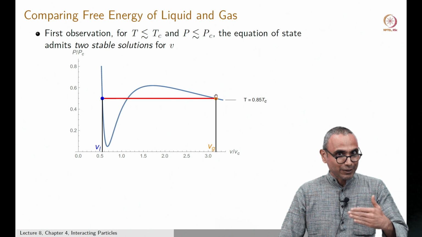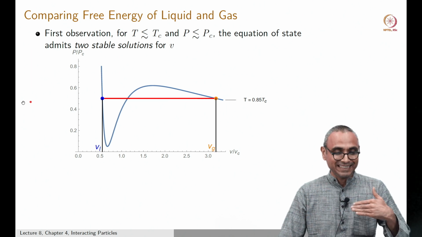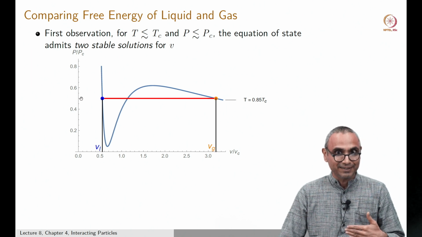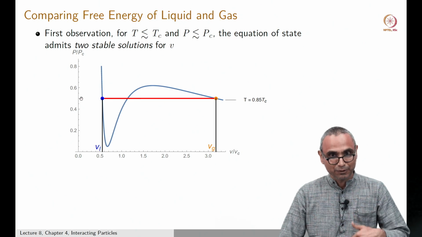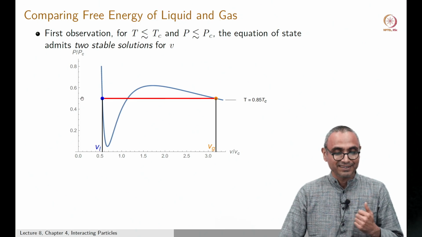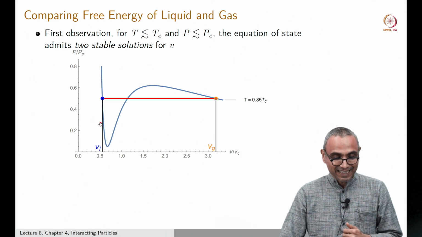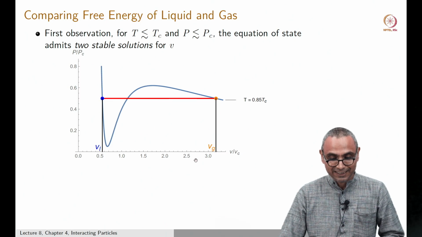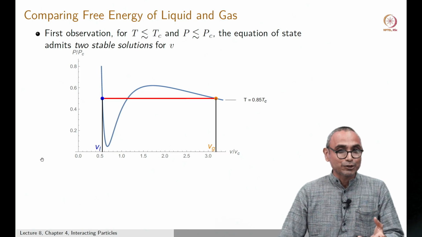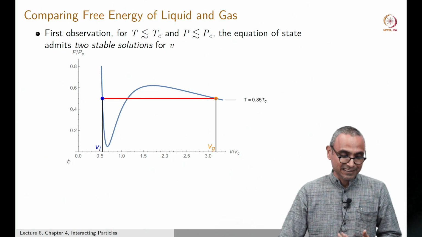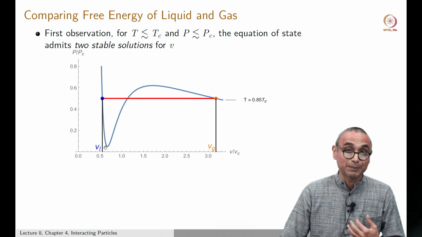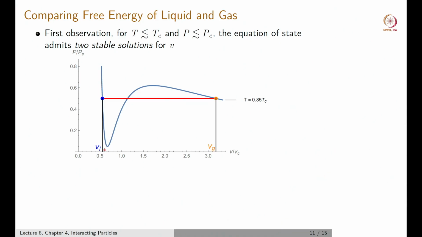So what the equation of state has taught me is that at a given pressure below P critical and a temperature below T critical, there are two solutions, namely a small specific volume and a large specific volume. It's very natural to see that the small specific volume is the specific volume of the putative liquid phase, and Vg, the larger value, is the specific volume of the gas.